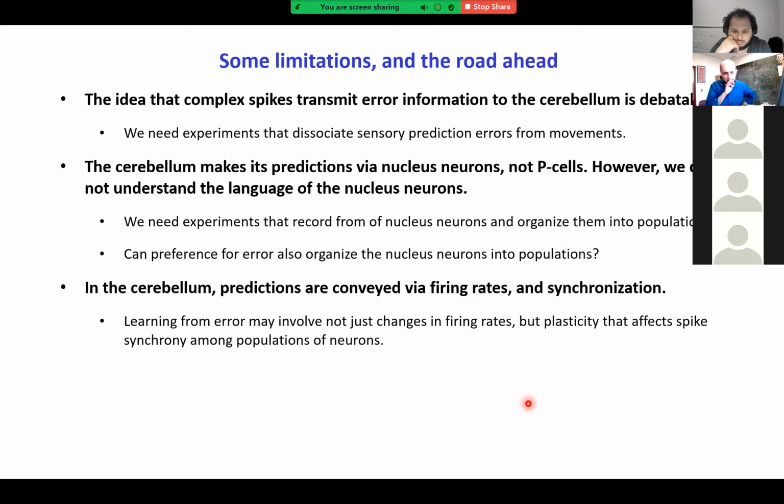And finally, in the cerebellum, the predictions are conveyed via firing rates and synchronization. I showed you that the neurons do more than just change their firing rates. They also align the spikes in time. And this is potentially the most interesting new direction to go, which is to look at learning algorithms that not only change firing rates, but also change the timing of when a spike is going to occur. So organize the network in such a way that you make the neurons fire at a specific time. How do you do that? And if synchronization depends on error, then we have a new learning rule, basically. We would have discovered a new learning rule in the cerebellum, something that would be certainly quite interesting.